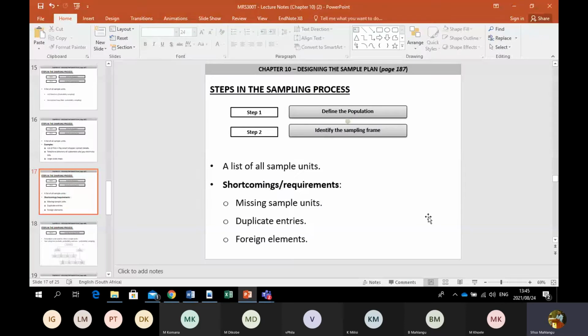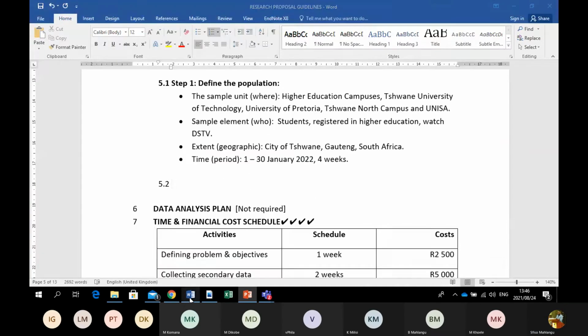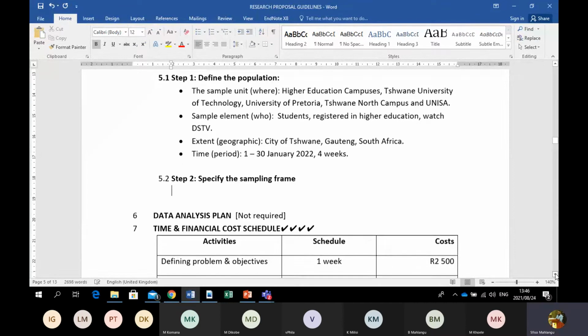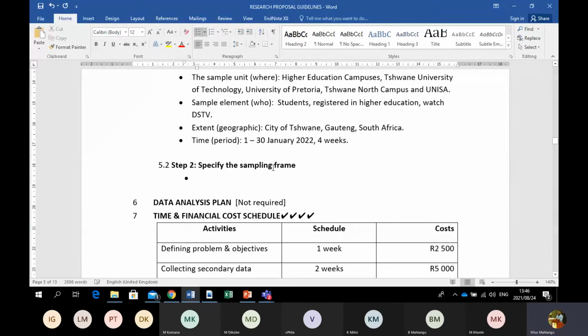So doing this practically, step 2 of our sampling design will be to specify the sampling frame. This step is worth 2 marks. In this step, firstly, you must indicate whether it's a list or a description. You get 1 mark for that, and you provide motivation.